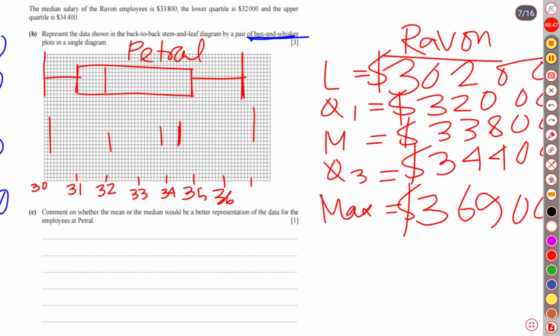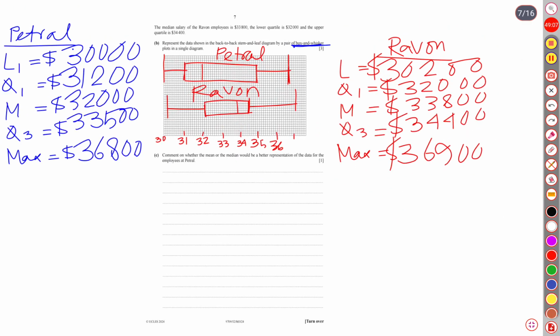Then how will we draw this? We are going to join this line. We are going to make a box. This is the box and this is for Raven. It took huge time for me to draw this because it's a little bit difficult to draw on a device. So that is the box and whisker plots for both of the salaries of companies.